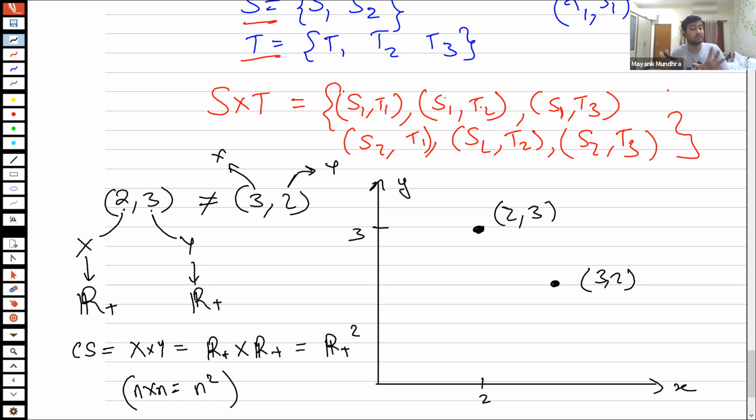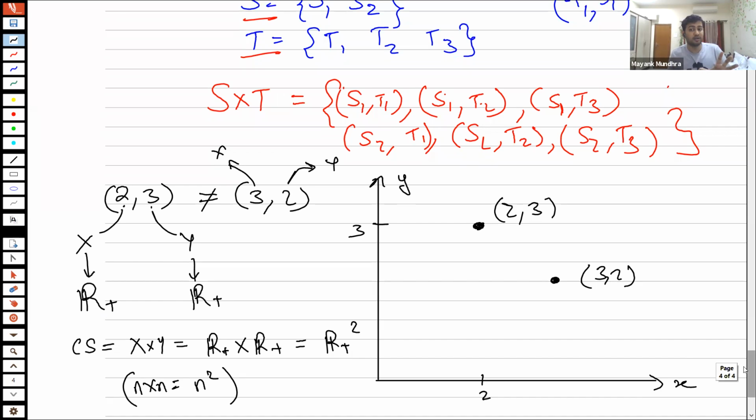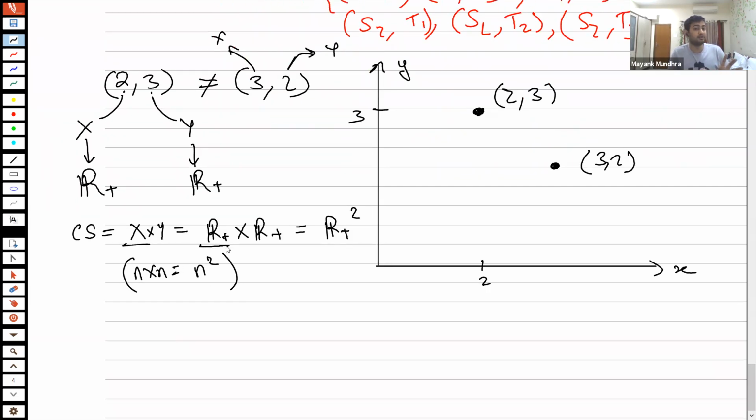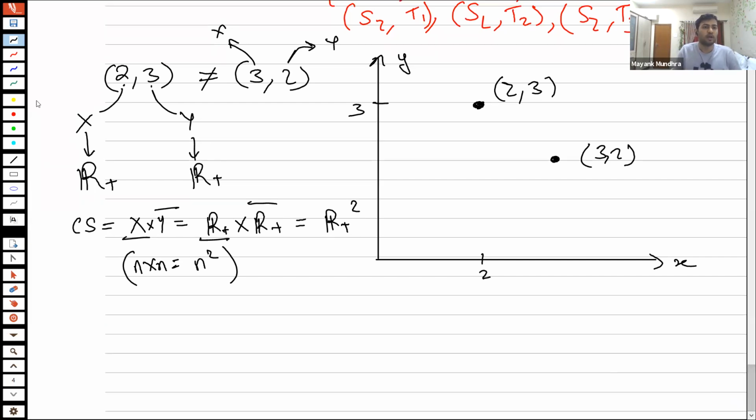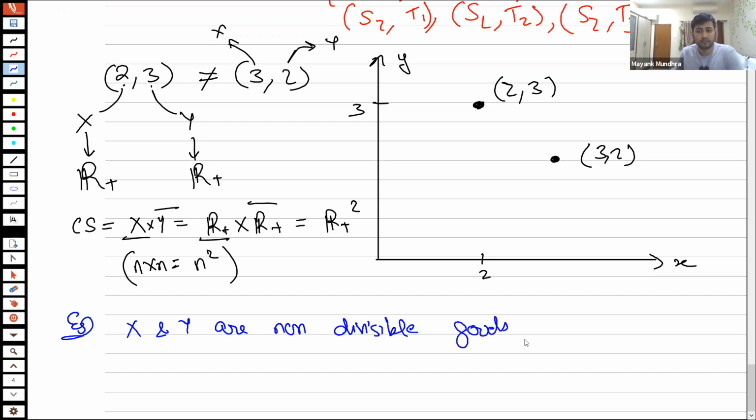These are sets. You cannot multiply sets. Here what I'm saying is that good X can be consumed in any real number quantity, and good Y can also be consumed in any real number quantity. Now, had good X and Y been non-divisible goods, okay, example, X and Y are non-divisible goods, which means that X comes from the set Z plus and Y comes from the set Z plus.